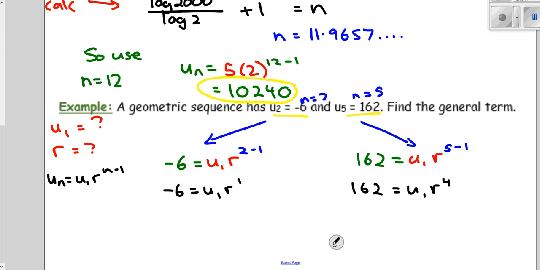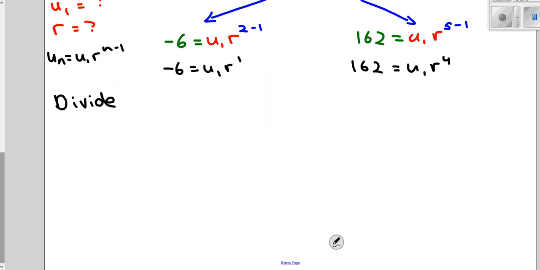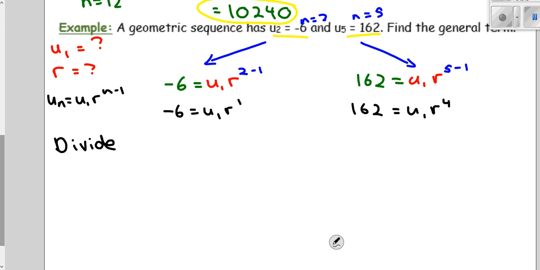Yeah, good. So you could do that equation, divide by this one. Because when you do that one divided by this one, u of 1 is going to cancel out. And remember exponent laws, index laws? r to the 4 divided by r will become r cubed. Have the equation 162 equals u1 r to the 4, divided by another equation. So you'll have a denominator, divide by the numerator, and you'll find things will cancel down.